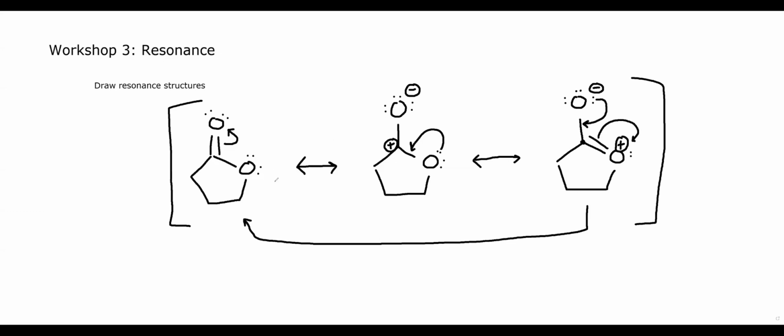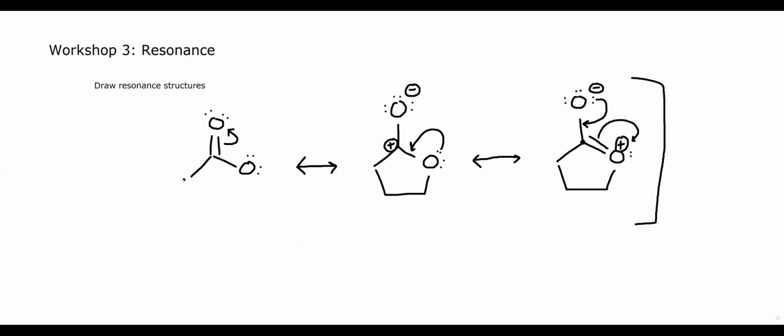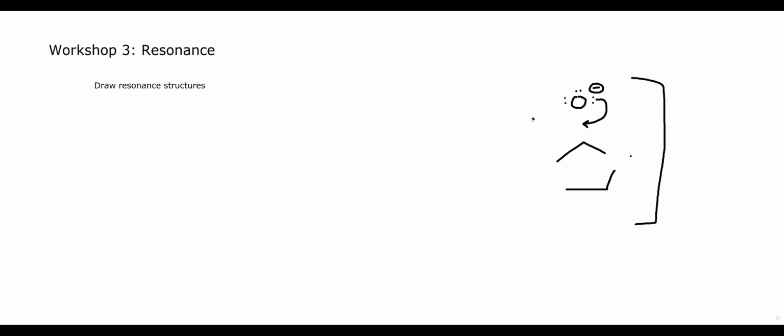Okay, let's look at a structure that might have a few more resonance structures. Let's consider if we have a 7-membered ring, put a C double bond O here, double bond, double bond, double bond. Draw all the resonance structures for this molecule.